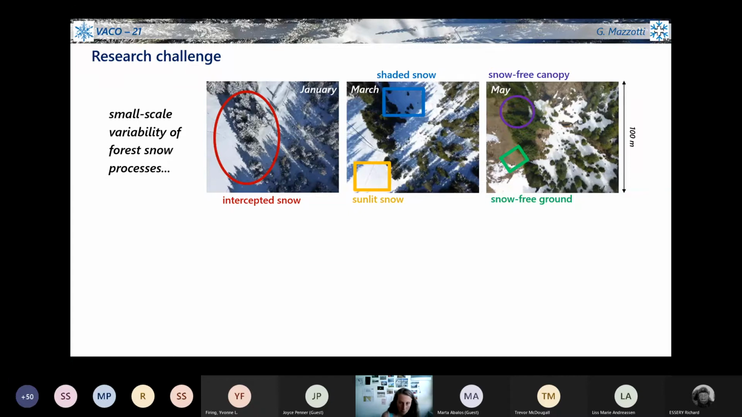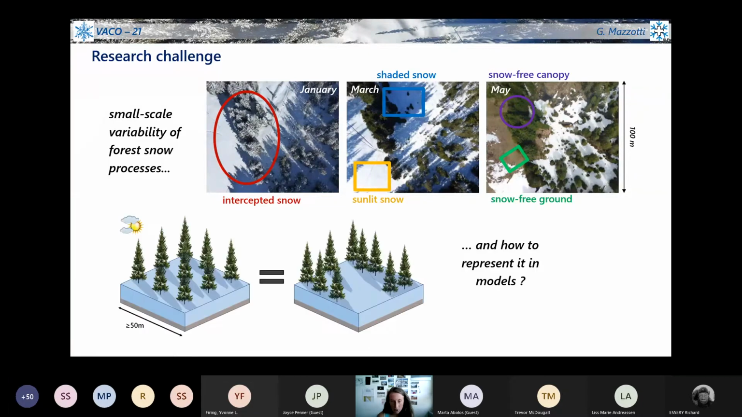And now in any typical model situation, this area would be contained in one single grid cell. And so this obviously brings about quite a large modeling challenge. So how do we capture this variability in models? Does it matter at all? And traditional models don't really account for it.